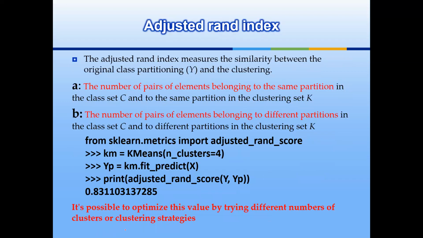Then third is the adjusted random index. The adjusted random index measures the similarity between the original class partitioning Y and the clustering. Again, the basis of all these techniques is the same. We are comparing the actual cluster label with the predicted cluster label, right? My data set is not the training data set. We are not training the model here. We are only using the labeled data set, and that label will be useful to compare the accuracy of the cluster.